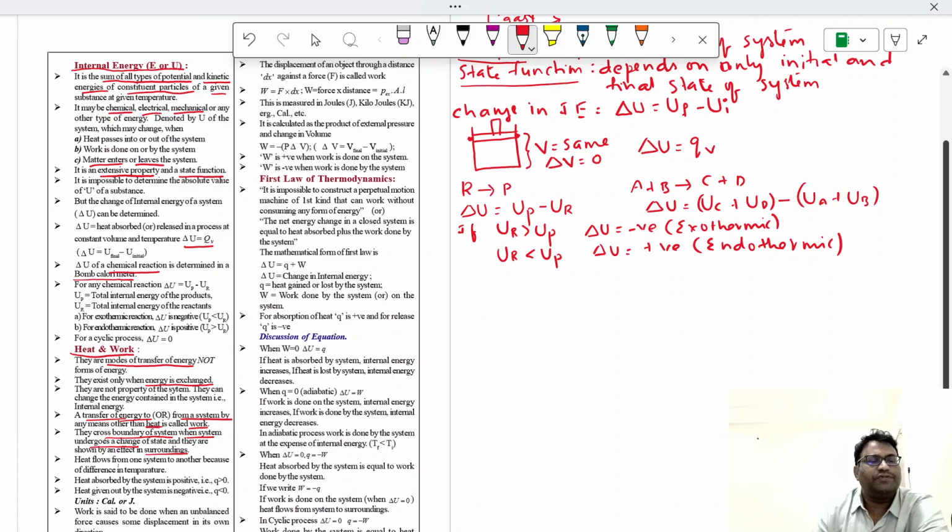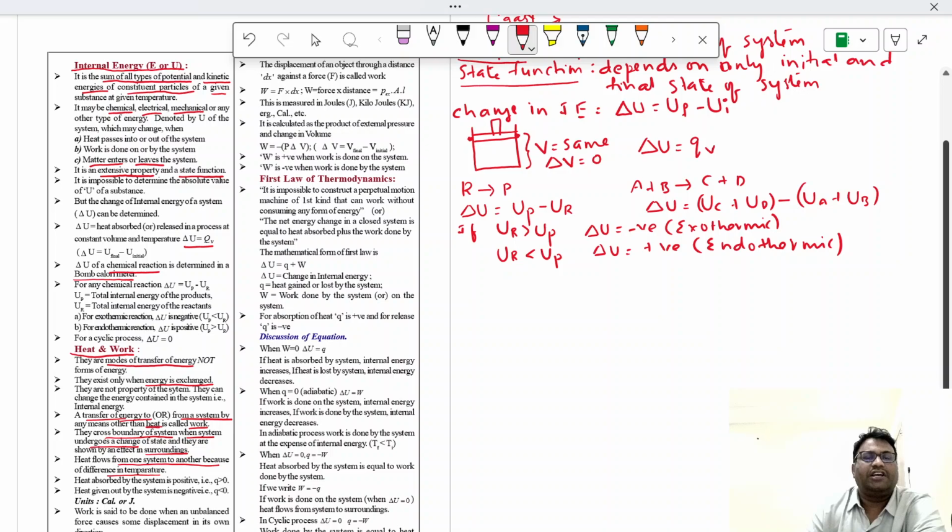Heat flows from one system to another because of a difference in temperature. We already know that when two bodies are in contact and their temperatures are different, heat always flows from the body at higher temperature to the body at lower temperature.